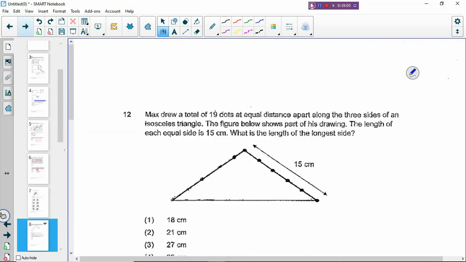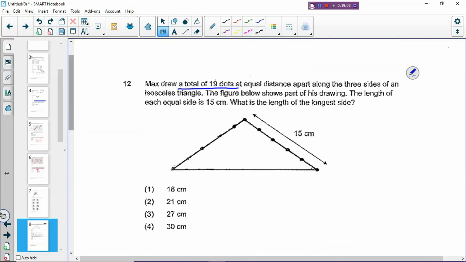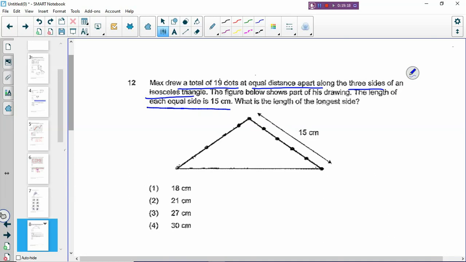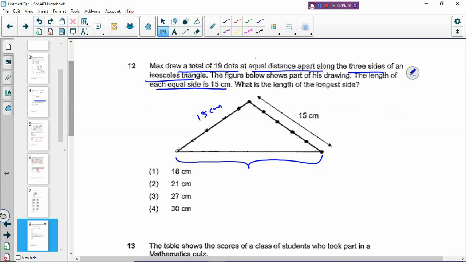Okay, Max drew a total of 19 dots at equal distance apart along the 3 sides of an isosceles triangle. So what is isosceles? 2 sides of the triangle are equal, and the figure shows part of the drawing. The length of one equal side is 15 cm. So what is the length of the longer side? So if this is 15 cm, then this side is also 15 cm. And you're supposed to find the length of the longer side. So immediately, even without reading the question, just a glance at the picture, I know that there's a method I need to use, which is gaps and interval.